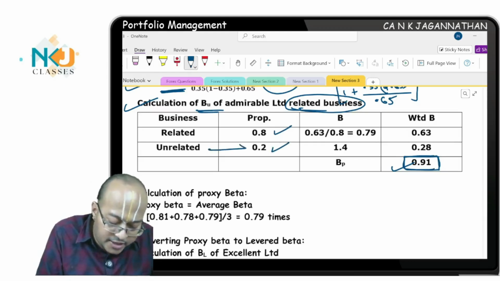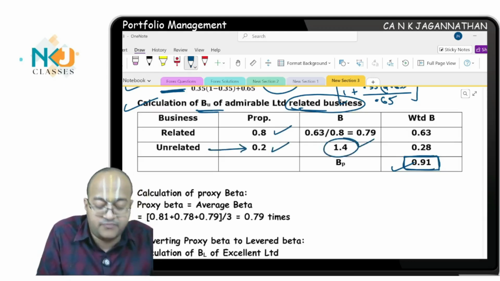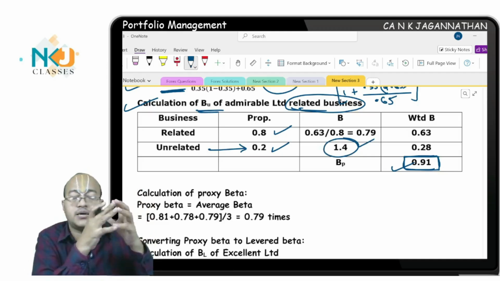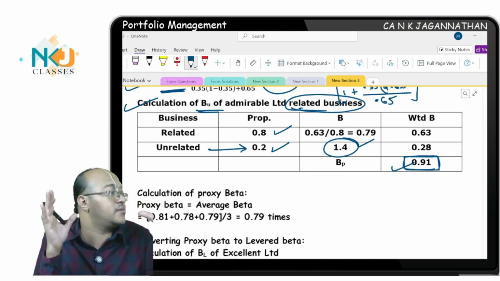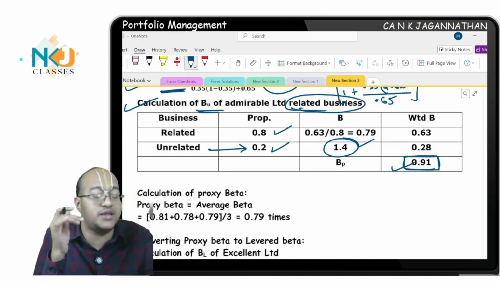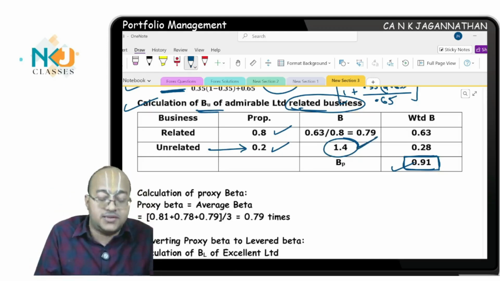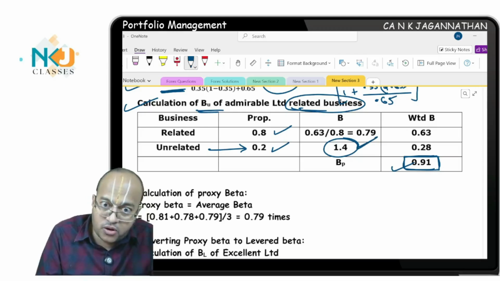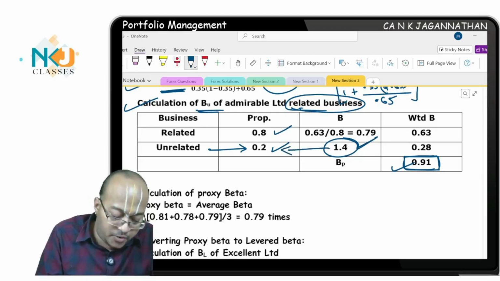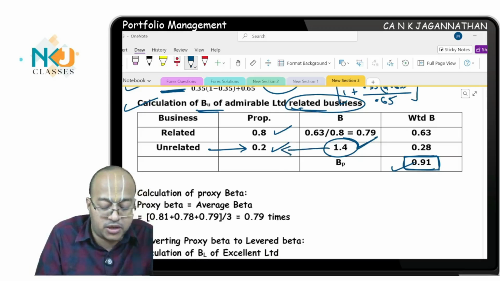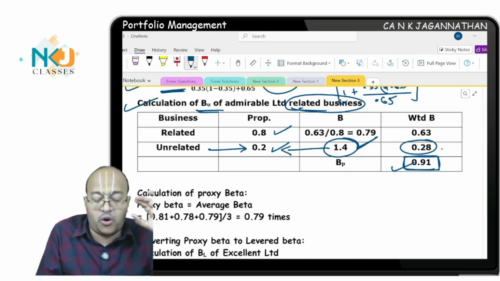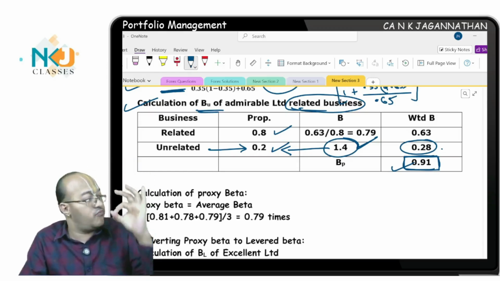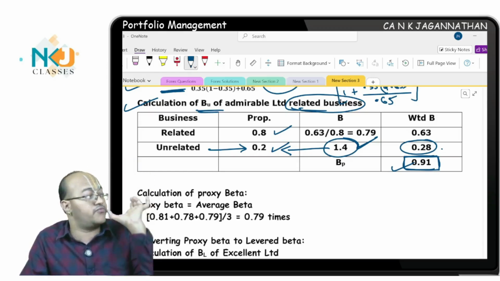Here, first, the unrelated business asset beta they have given, the unlevered beta of the unrelated business, is 1.4. Correct? Now this 1.4, you apply to the 20% proportion, which means what will be the weighted beta? 0.28. So 0.91 is the total weighted average unlevered beta of the company.